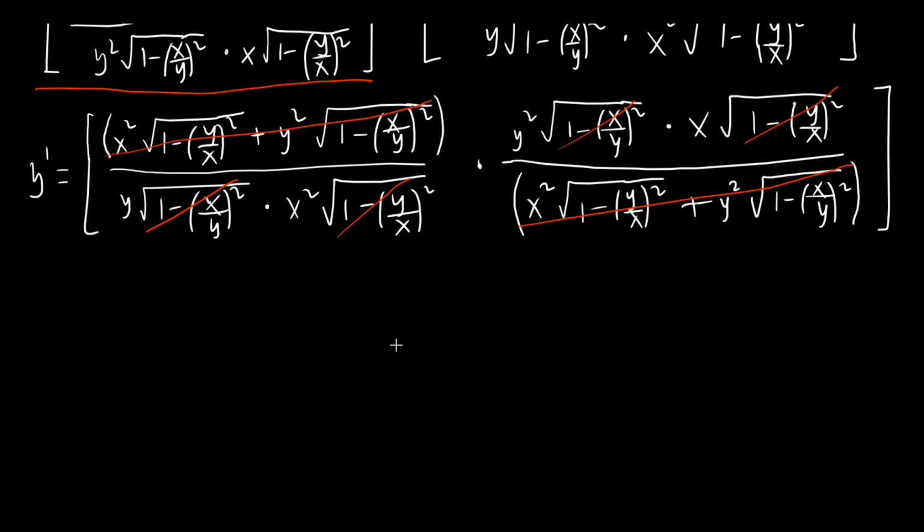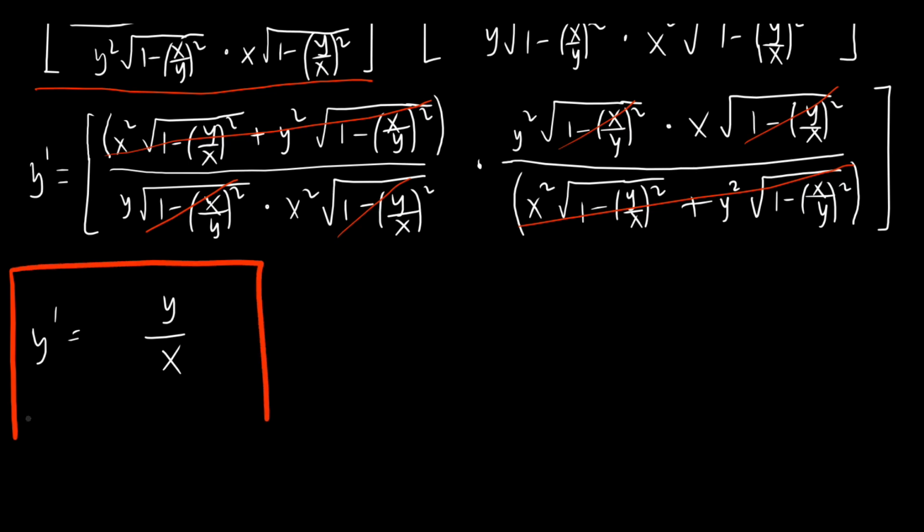So let's have this simplification. So y prime is equal to y squared divided by y, which is just y. So y multiplied by x over x squared, which is just 1 over x. So the final answer will be y over x. So y prime is equal to y over x. So this will now be our final answer.